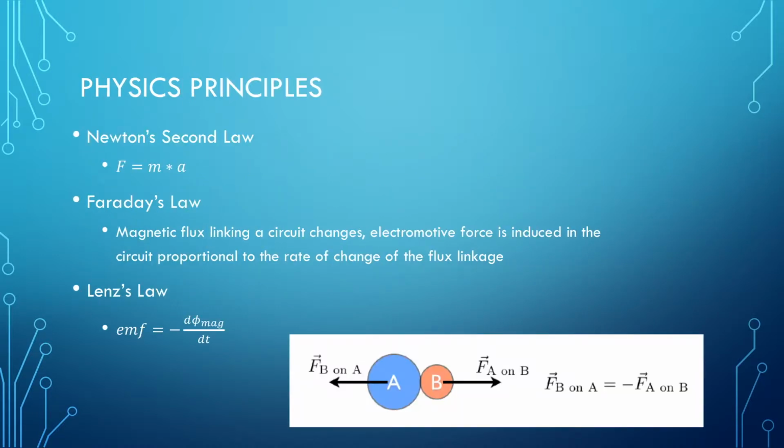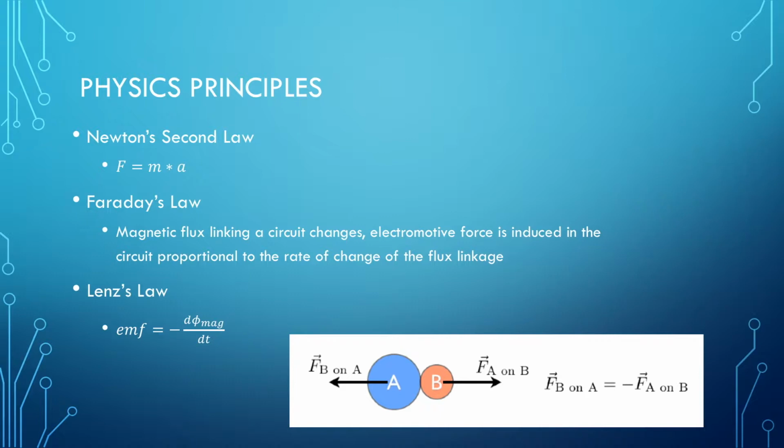There were four main physics principles present in this lab. The first one was Newton's second law, which is just F equals ma: force equals mass times acceleration. And then Faraday's law, which is when the magnetic flux linking a circuit changes, an electromotive force is induced in the circuit proportional to the rate of change of the flux linkage.